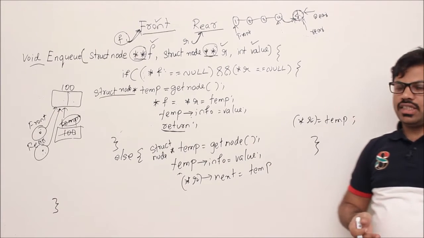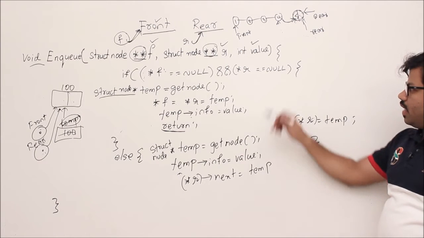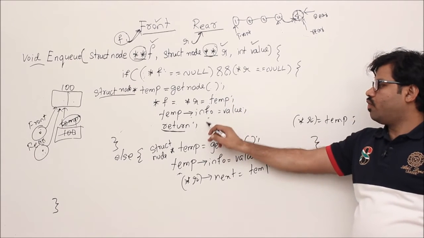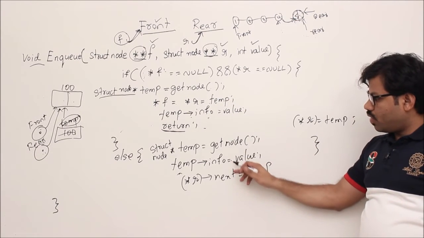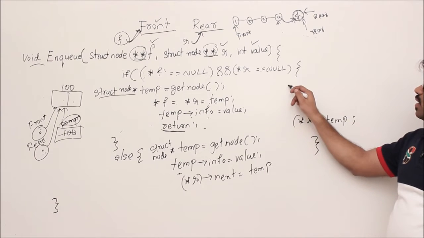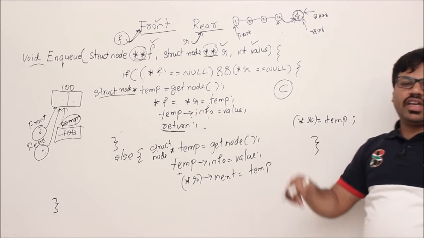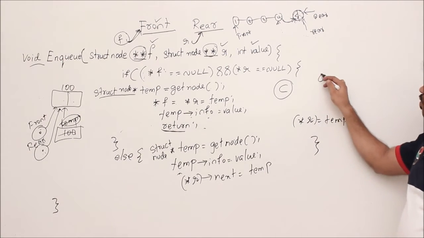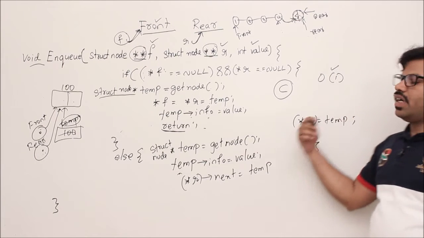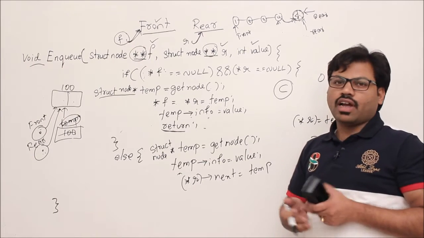What's the time complexity? Very easy to understand. In case number 1, after all you have 4 lines. In case number 2, after all you have 3 or 4 lines. Then I can say it is constant for every case. Then I can say order of 1. So finally we have implemented Enqueue in order of 1 time.